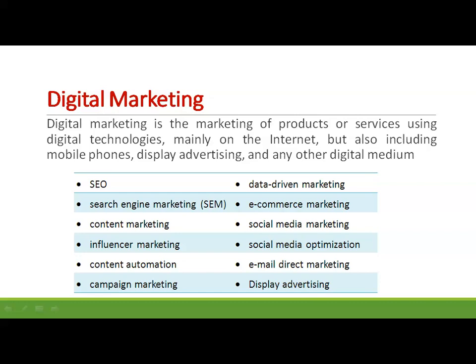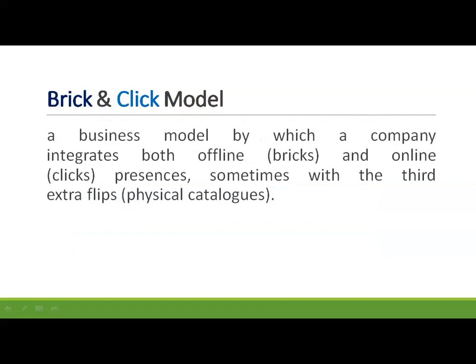Now, we have seen traditional marketing, and we have seen online marketing or digital marketing. Now, the brick and click model is a sort of combination of online plus offline. Brick and click is also known as click and brick or click and mortar model. It is a jargon term for a business model in which a company integrates both offline, that is bricks, and online, that is clicks. It is sometimes presented with a third extra flip, that is physical catalogs also.